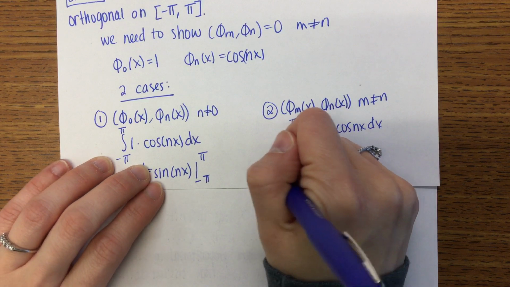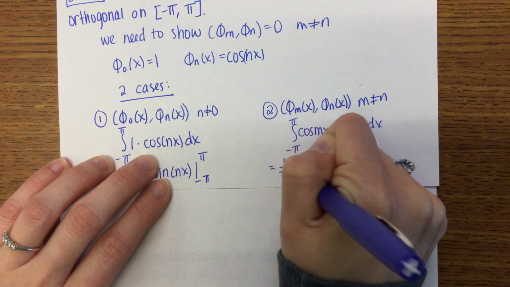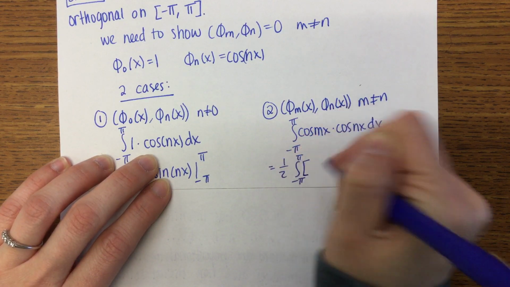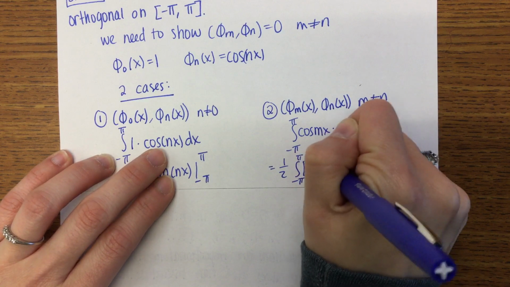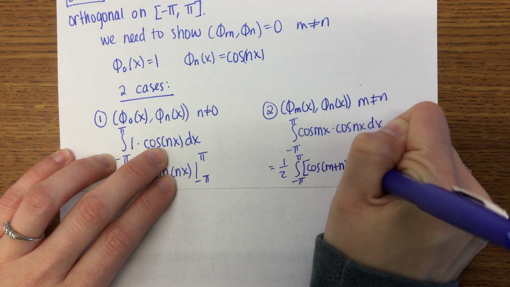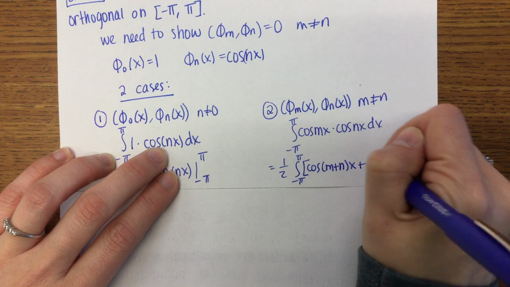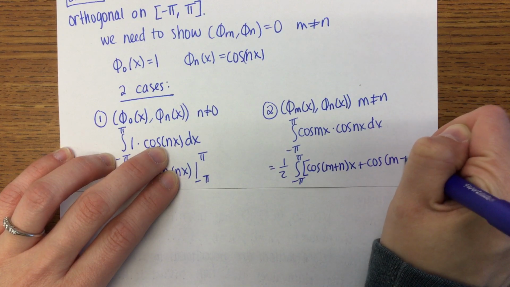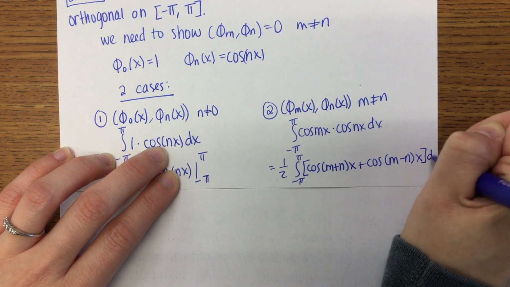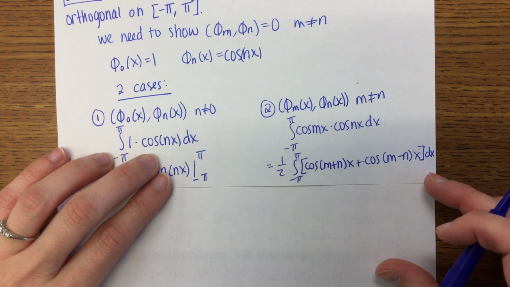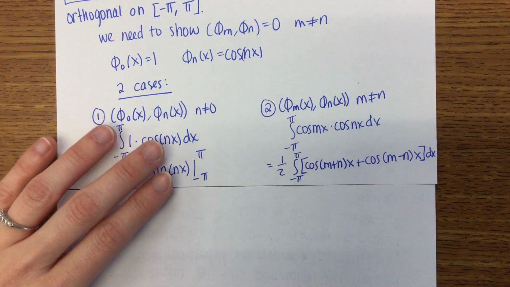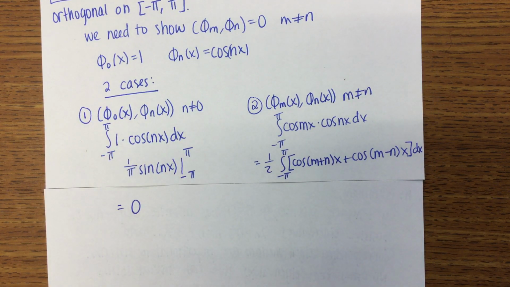Okay, it gives us 1/2 the integral from negative pi to pi of cosine of (m plus n)x plus cosine of (m minus n) times x. So you are going to use that one either in your homework or the packet, I don't remember. There's also a similar one for sine that you're probably going to have to look up.